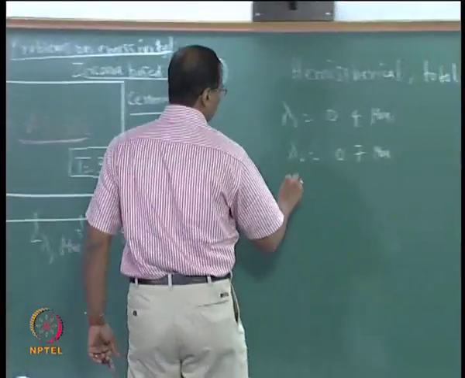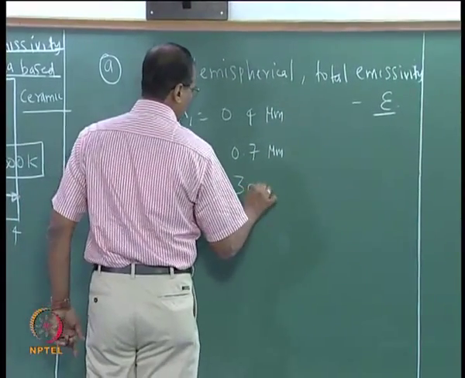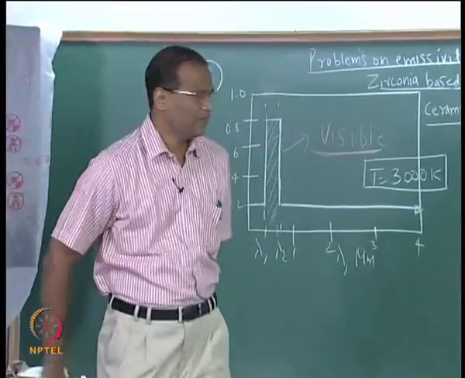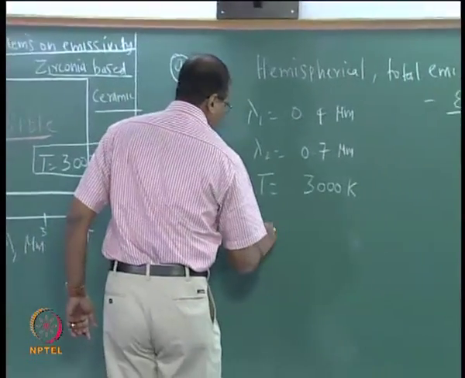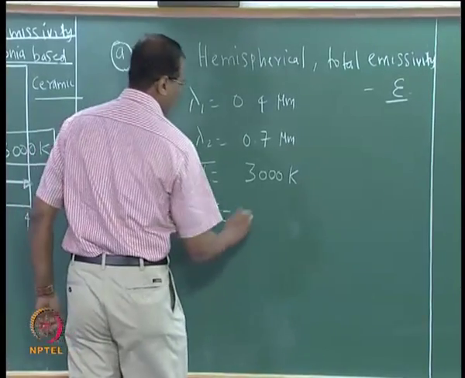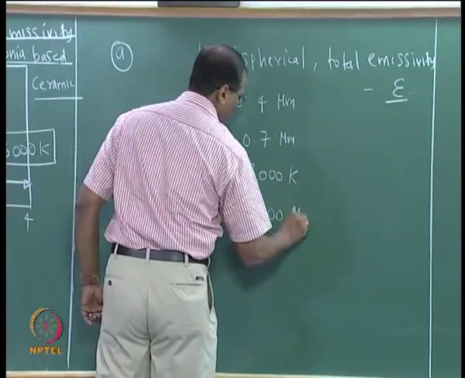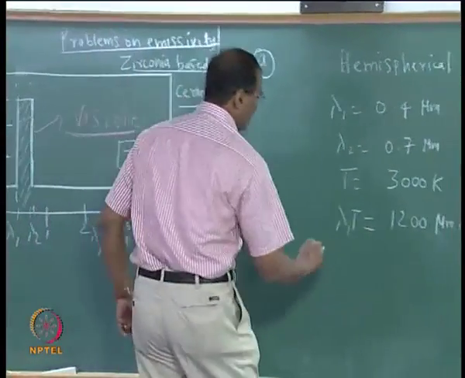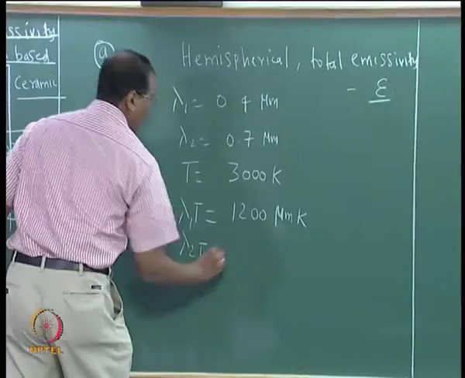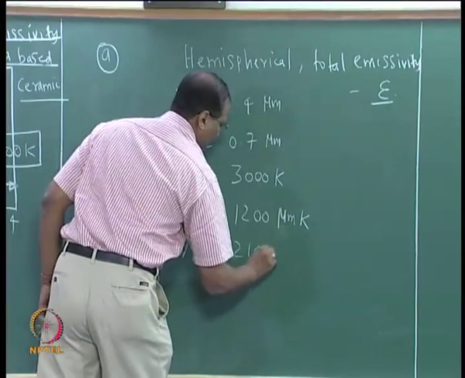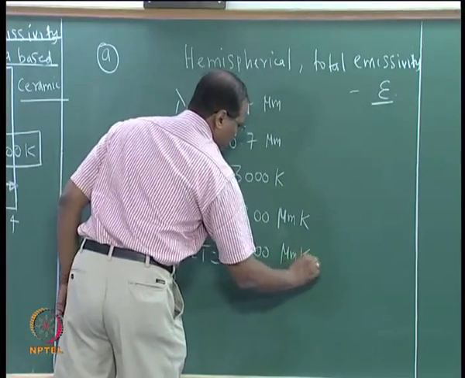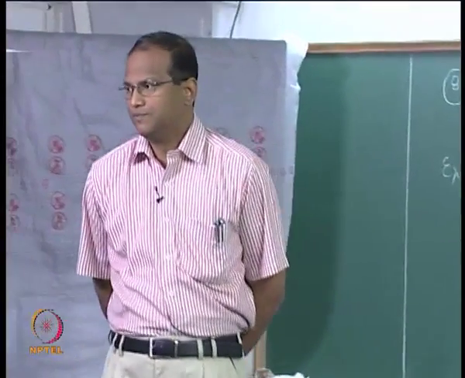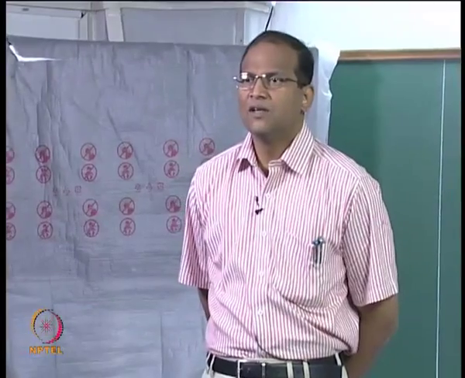T is 3000 Kelvin. So lambda 1 T is 1200 micrometer Kelvin. Okay, so starting is good, no problem. Now we write an expression.